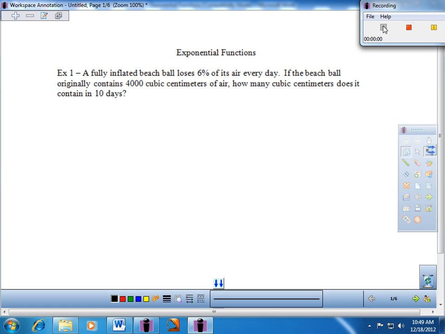Example 1 at the top, it says a fully inflated beach ball loses 6% of its air every day. If the beach ball originally contains 4,000 cubic centimeters of air, how many cubic centimeters does it contain in 10 days? So just remember what we talked about yesterday: a quantity that increases or decreases by a constant percentage can be modeled with an exponential function. And so let's go ahead and put y equals a times b to the x. And let's see what we have going.